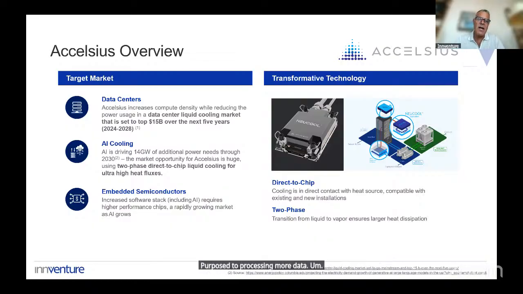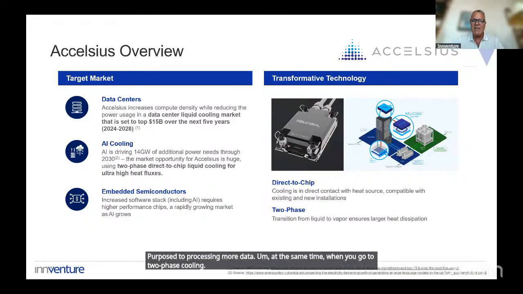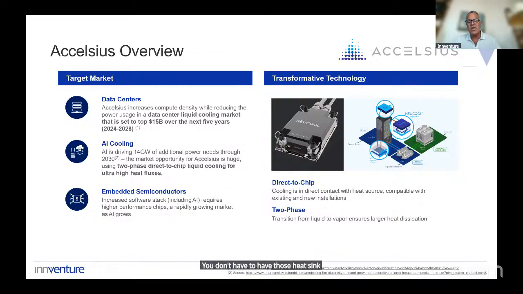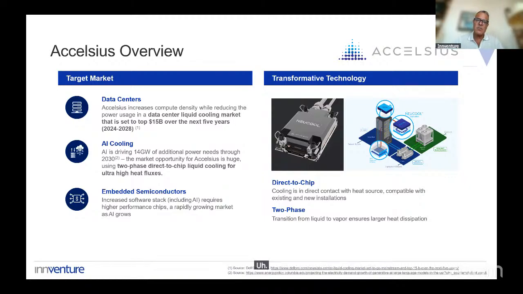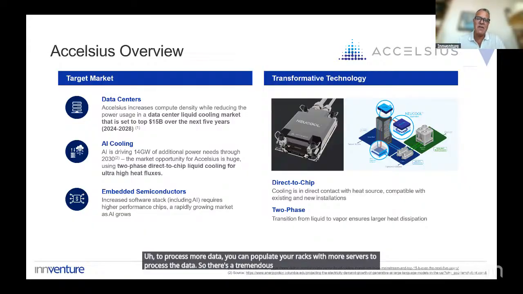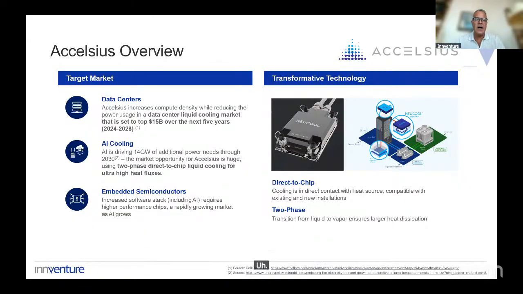At the same time, when you go to two-phase cooling, you don't have to have those heat sinks above the servers, so you can densify your racks. So not only can you repurpose the energy that's going into air conditioning to cool chips, to process more data, you can populate your racks with more servers to process the data. So there's a tremendous economic benefit to operators to adopt this technology. So there's both a critical need and an economic incentive to compel adoption.